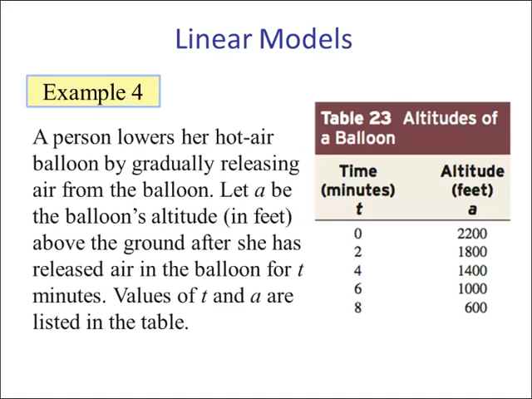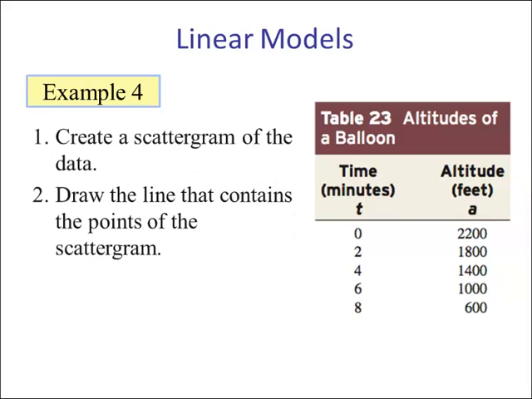Example 4. A person lowers her hot air balloon by gradually releasing the air from the balloon. Let A be the balloon's altitude measured in feet above the ground after she has released the air in the balloon for T minutes. The variables T and A are listed in the table. So T is our independent variable measured in minutes, and A is our dependent variable measured in feet. Number 1, create a scattergram of the data. Number 2, draw a line that contains the points of the scattergram.